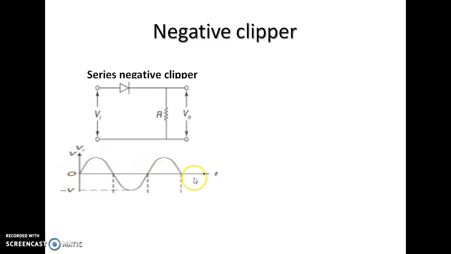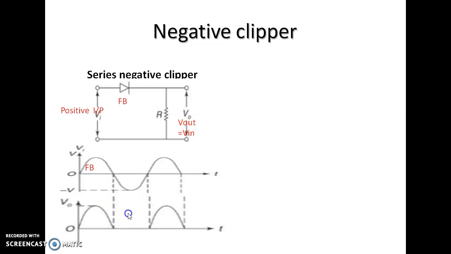Assume that this input has been applied to this circuit. A positive input has been given to the anode of this diode. Then this will be forward biased, meaning equivalent to short circuit. The input gets connected with the output and our output waveform will have this shape. Now when a negative half cycle, that is this input below the reference level is applied, then the diode will be reverse biased and the output will be equal to 0.